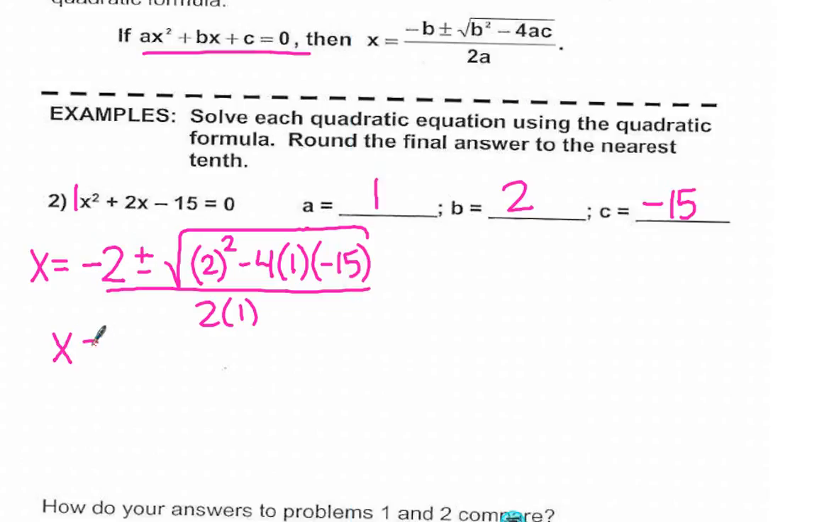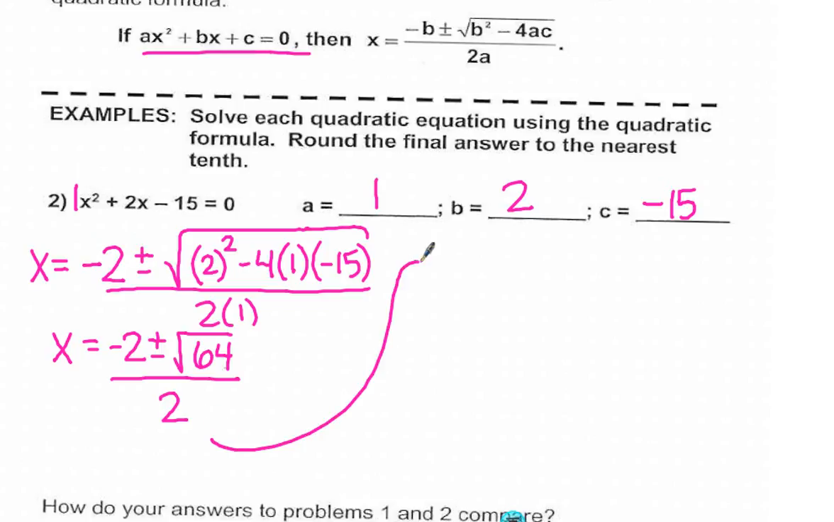So x is equal to negative 2 plus or minus the square root of 64. Again, all we did was plug all of this stuff in to simplify it to 64 here. And then all over 2 times 1, which is 2. Hopefully you're thinking, yay, 64, that's a perfect square, right? So now I can further reduce this.